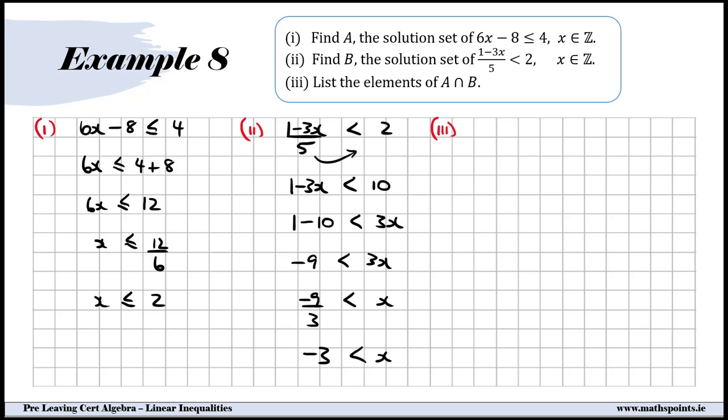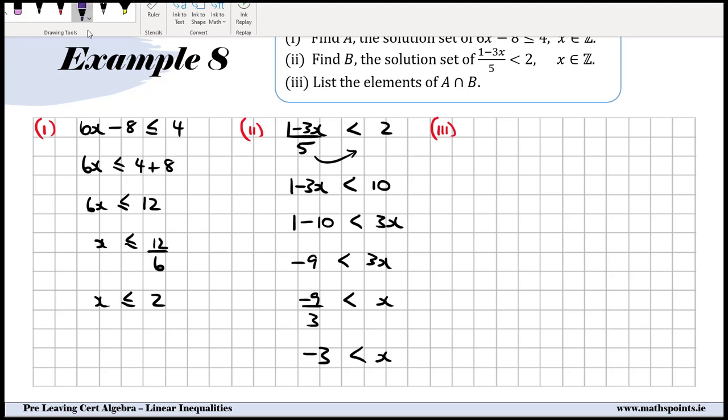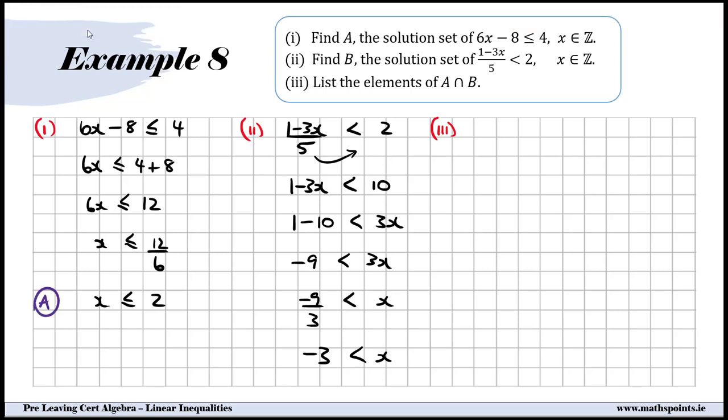So in part 1 of the question, the set A, and we'll just get a different color pen for this. So set A is all of the numbers less than or equal to 2, and then set B is all of the numbers that are bigger than minus 3.